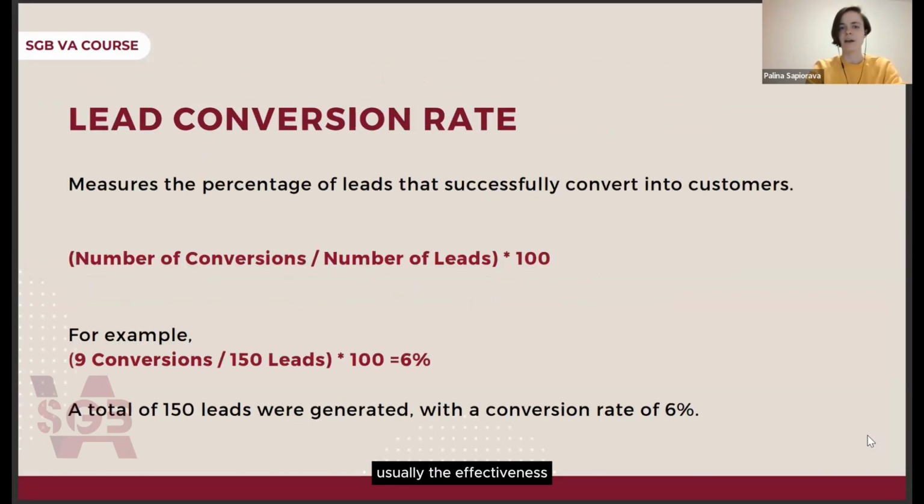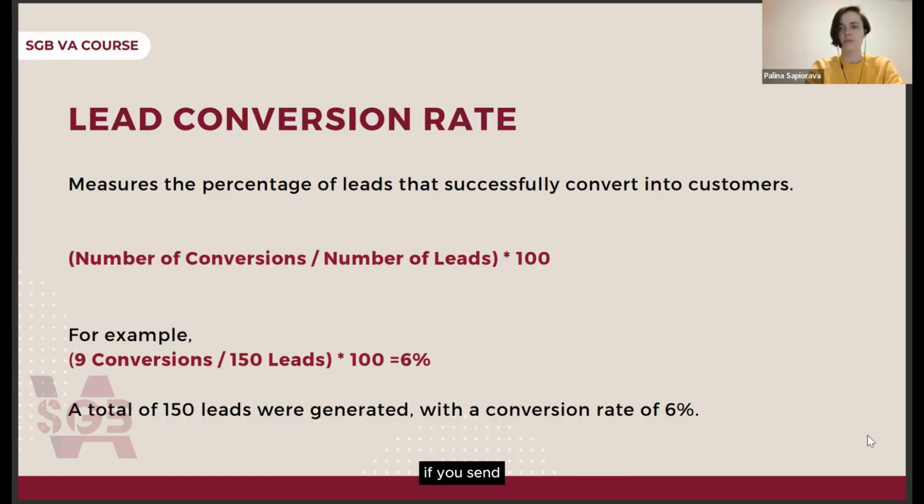Usually, the effectiveness of your work is measured with lead conversion rate. So that's the measurement of how many leads were successfully converted into customers. So you can see the formula on a screen. You should, first of all, divide the number of conversions by the number of leads and then multiply it by 100. And then you will get your lead conversion rate.